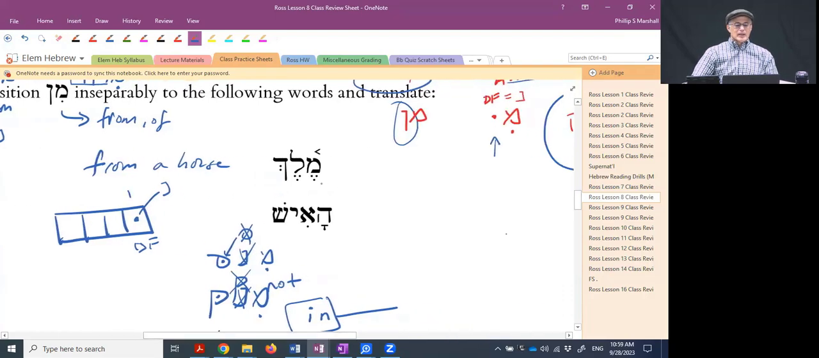Now, when I get to Melek, this is where you can get confused. I want to add the min directly to Melek the Marine Corps way. I would have added min like this, min Melek, but what's this noon going to do? It's going to look at this mem and say, I'm going to assimilate and become a mem like you. So what does the noon change to? It changes to mem. Now I have three mems, don't I?